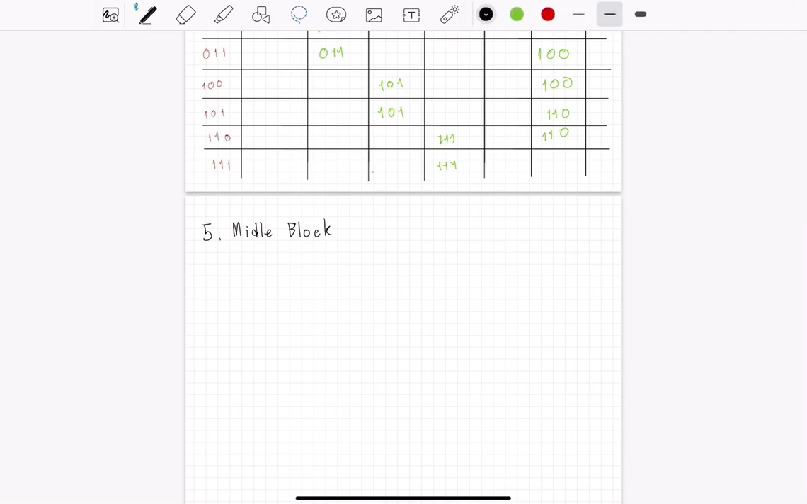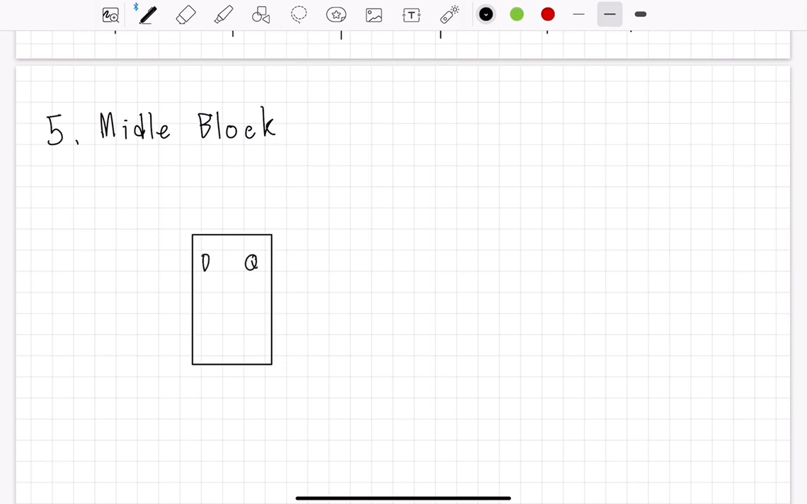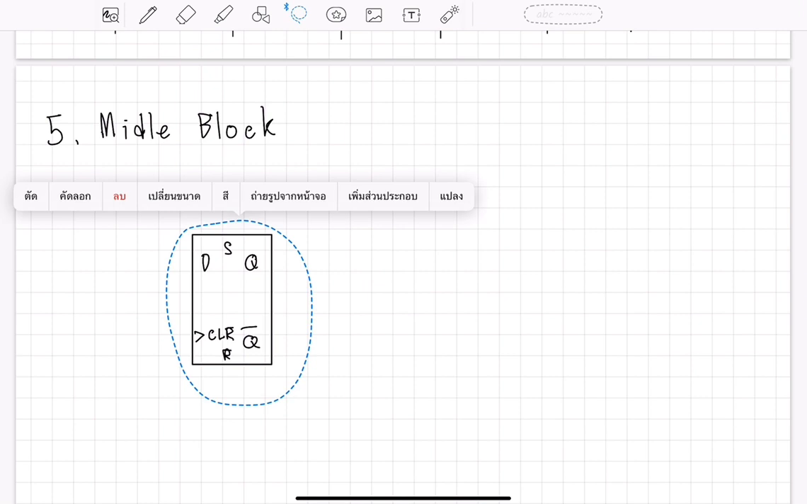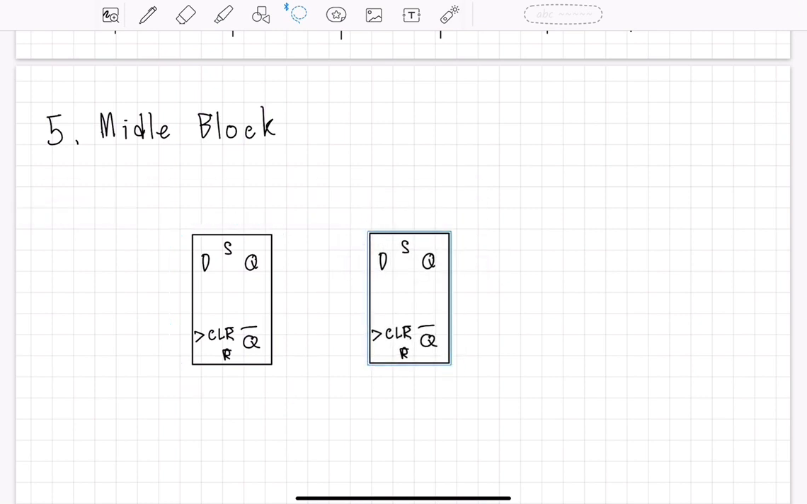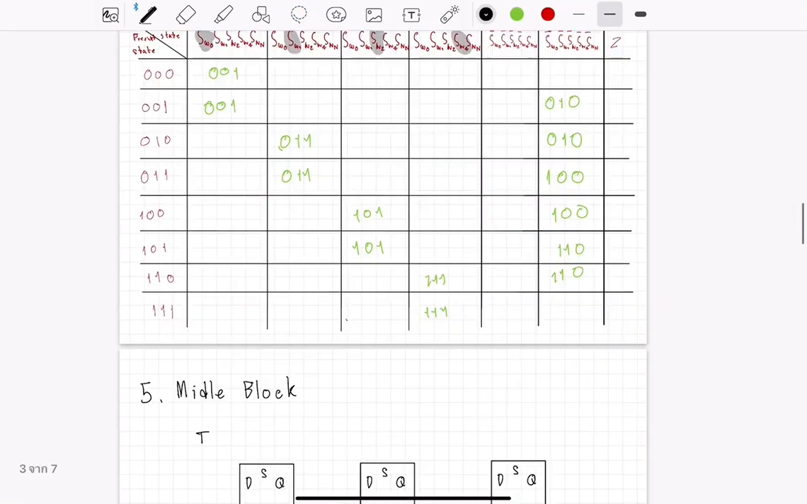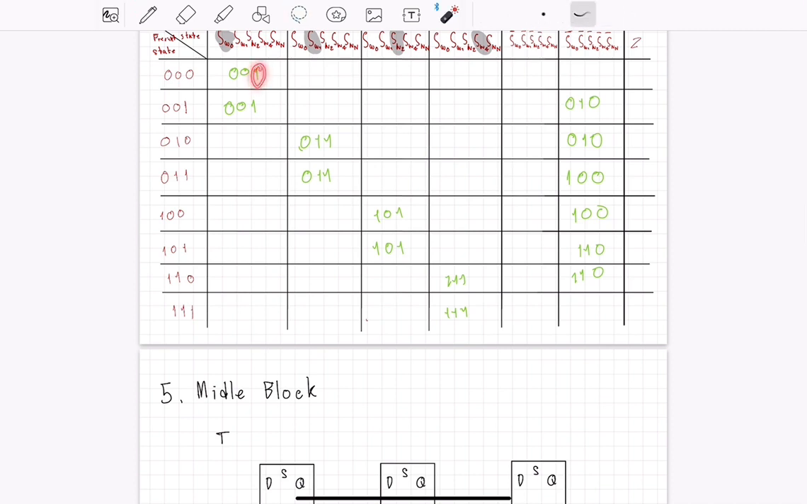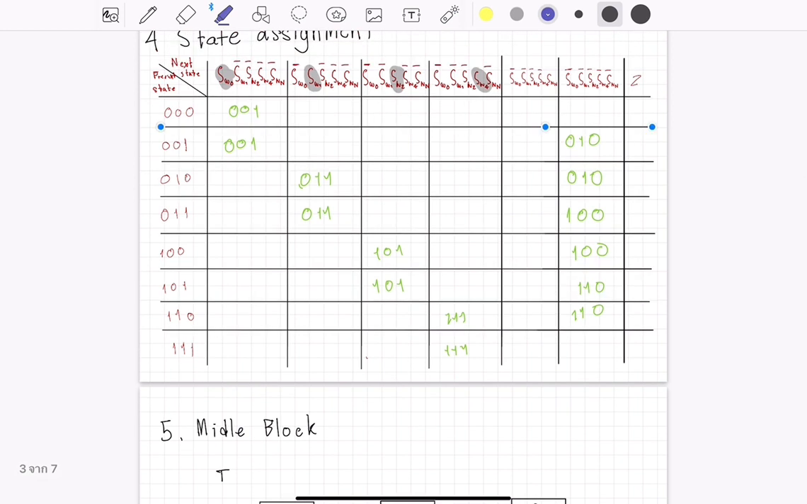That means I have T, D, not Q, not Q, and this is clock, and S and R, something like this. Sorry, I copy. Okay, that's why I have three flip flops: one flip flop, two flip flop, three flip flop. I highlight it.